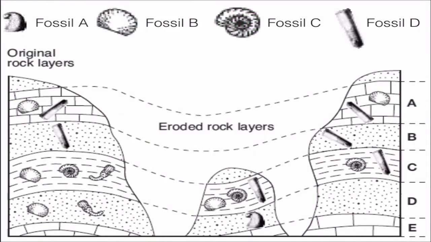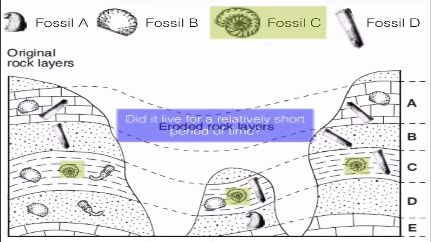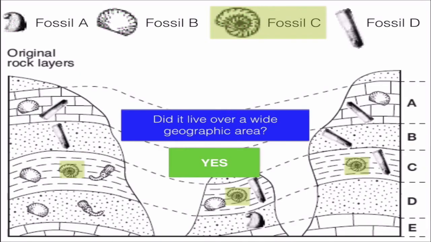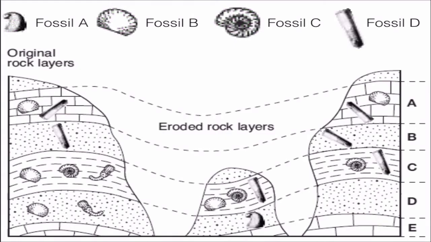Moving on to fossil C. Now, fossil C is located in layer C, and the first question would be, did it live for a relatively short period of time? Yes. It's only in one layer. And did it live over a wide geographic distribution in this circumstance? Yes, it did. It's found in each outcrop. So this fossil, fossil C, fits the criteria to be an index fossil and can be used to connect these three locations.